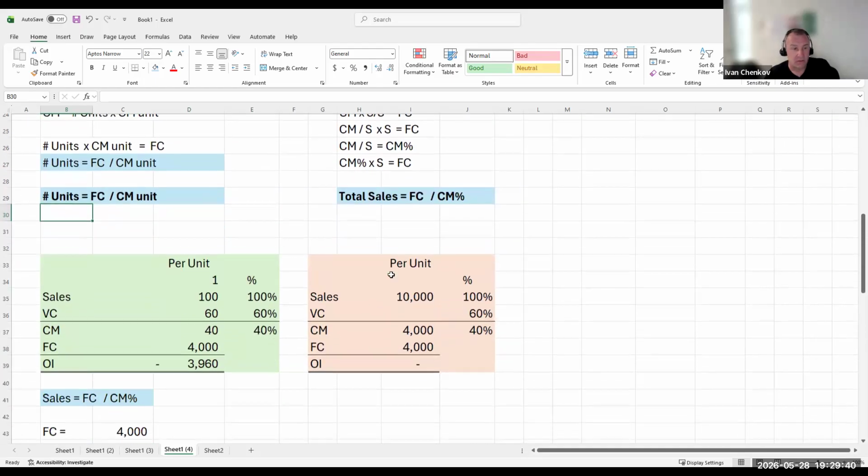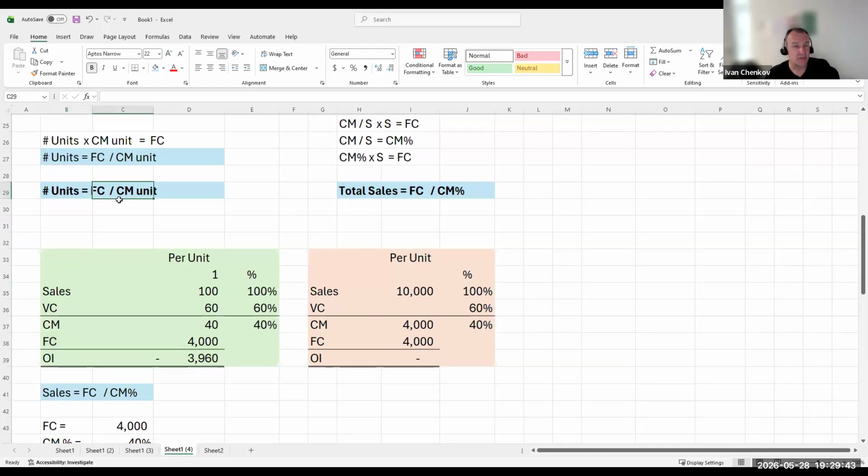What else doesn't change? Well, contribution margin per unit doesn't change. Also, there's one more thing that doesn't change. Fixed cost doesn't change. So fixed cost stays the same. Contribution margin per unit stays the same. Contribution margin ratio always stays the same. So now I can easily calculate the number of units that I need to sell and the total sales that I need to achieve in order to cover my fixed cost.